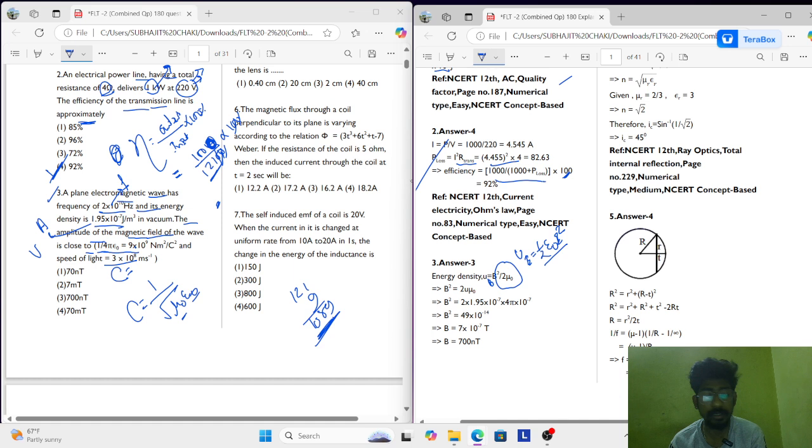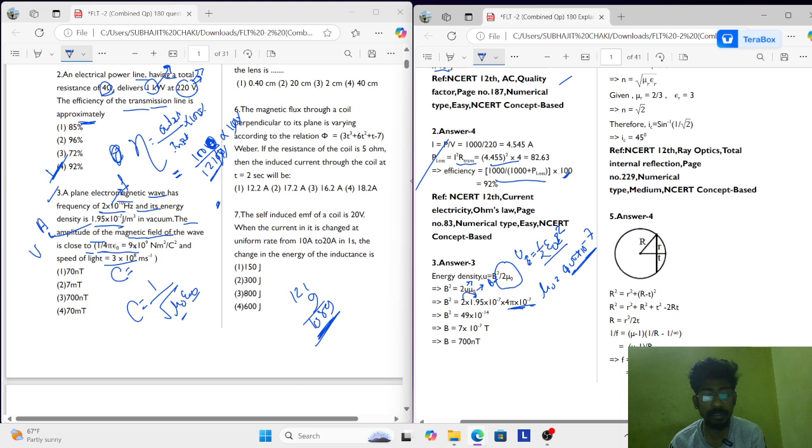From this you can calculate, B square will be equal to what? Just cross multiply it to U mu naught. How to calculate mu naught? The value of mu naught is 4 pi into 10 to the power minus 7. From the magnetic field chapter you know this. Okay, just multiply all of this.